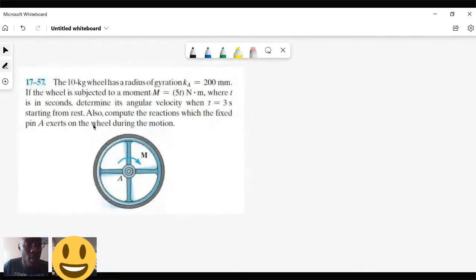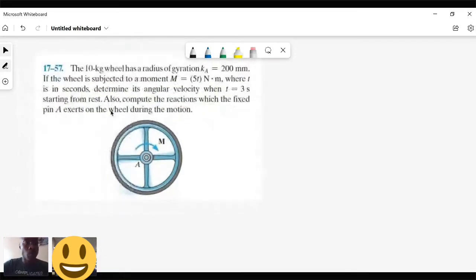This one says the 10 kilogram wheel has a radius of gyration of 200 millimeters. The wheel is subjected to a moment of 5t, which is important because this is given to us in terms of time. We're going to need to do calculus. t is in seconds. Determine its angular velocity when time is 3 seconds, starting from rest. Find the reactions the fixed pin A exerts on the wheel during this motion.